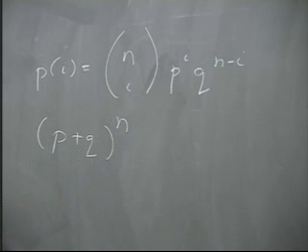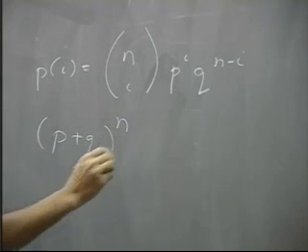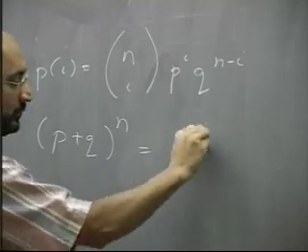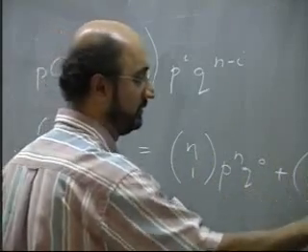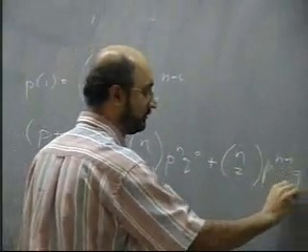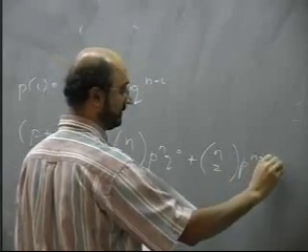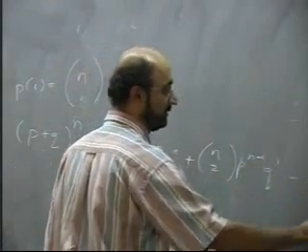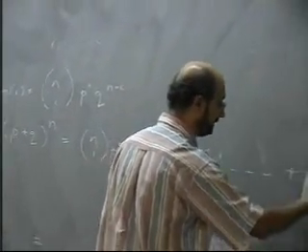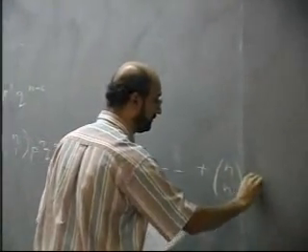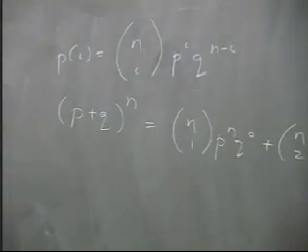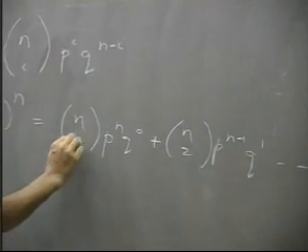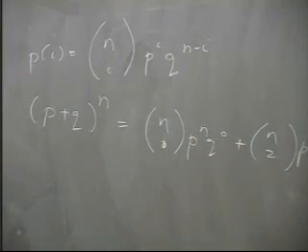So if you take the binomial expansion of p plus q to the power n, it is nothing more than n choose 0, p to the n, q to the 0, plus n choose 1, p to the n minus 1, q to the 1, and so on, up to n choose n, p to the 0, q to the n. Or you can do it the other way around. It doesn't really matter.